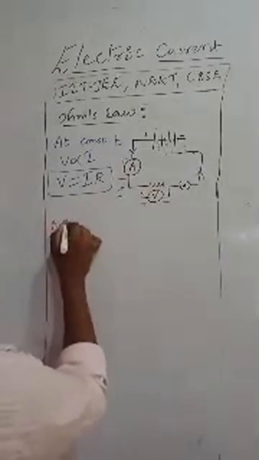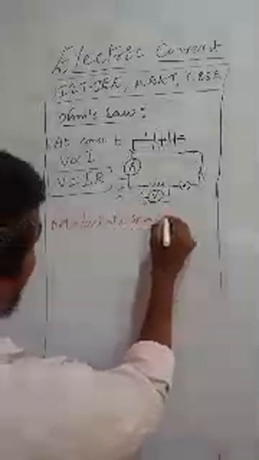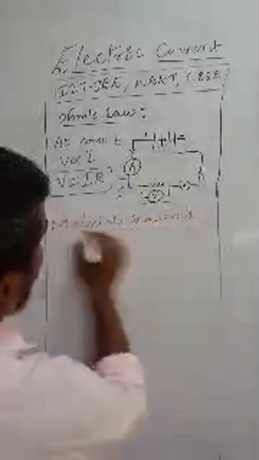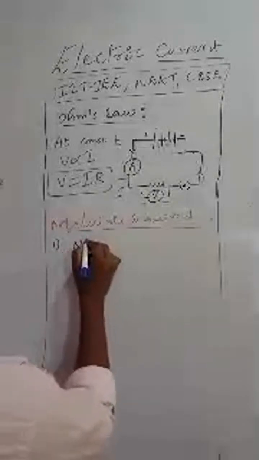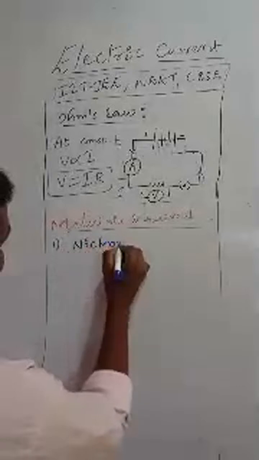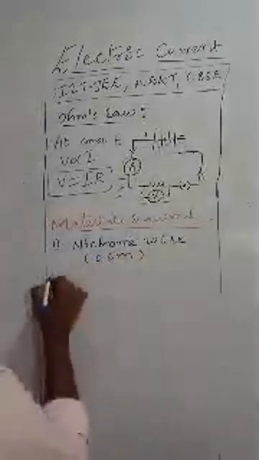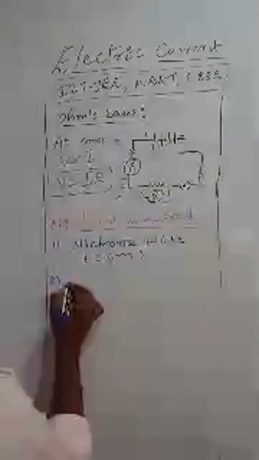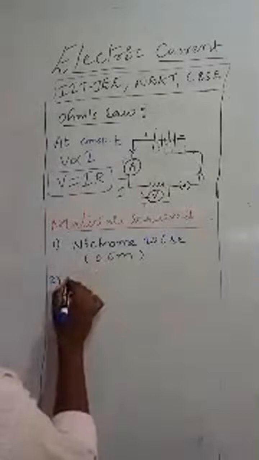Coming to the procedure, before that we have to talk about the materials required. So what are the materials required? We will discuss now. First point, we can take nichrome wire of 0.5 meter length. Second one, we can take a battery, that is nothing but cells. You can take 4 cells.